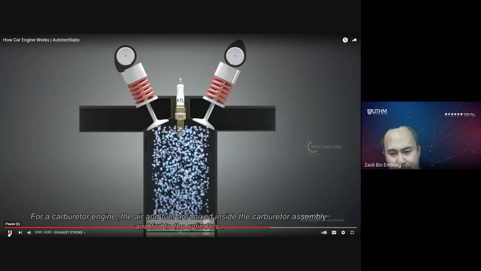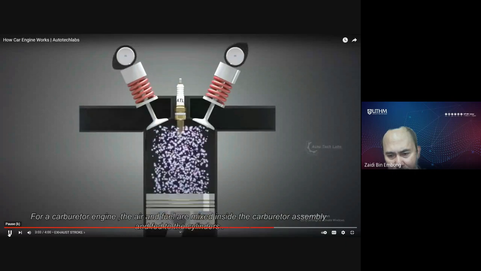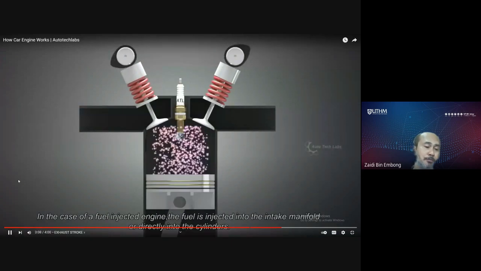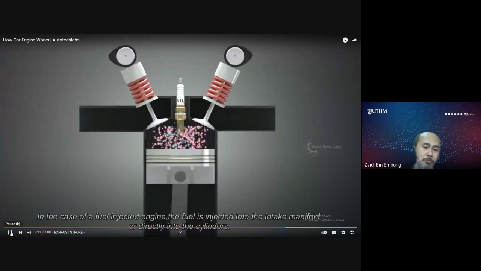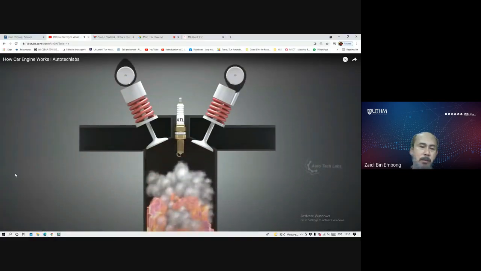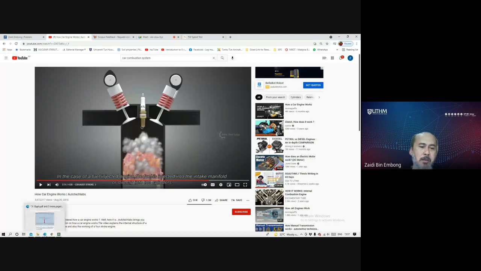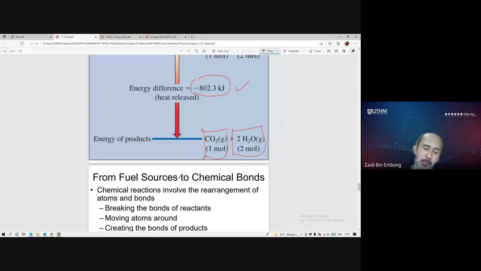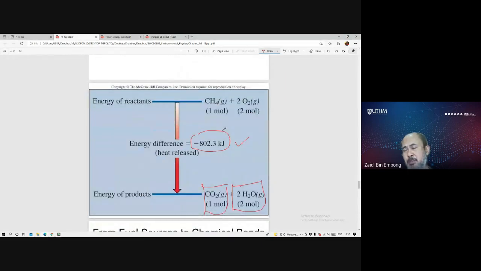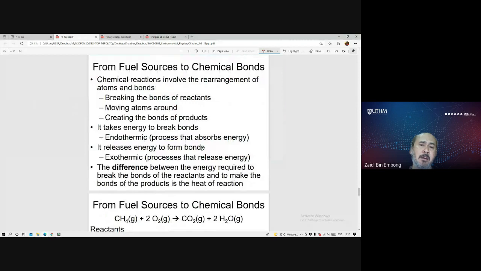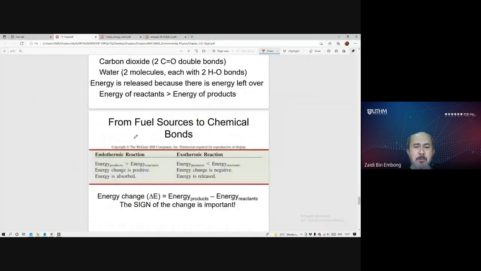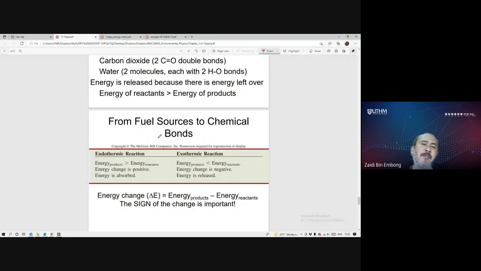Yeah. Okay. For a carburetor engine, the air and fuel are mixed inside the carburetor assembly and fed to the cylinders. In the case of a fuel-injected engine, the fuel is injected into the intake manifold. Okay, now at least you got some idea. Then we go ahead. Now, in the video just now, all these things are with respect to this. Okay, all right. Then we have the last one of this. So we have this on the fuel.